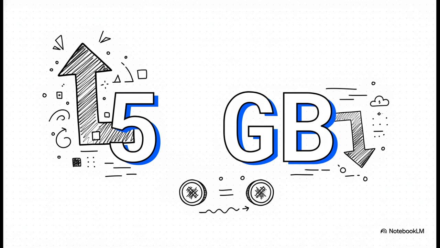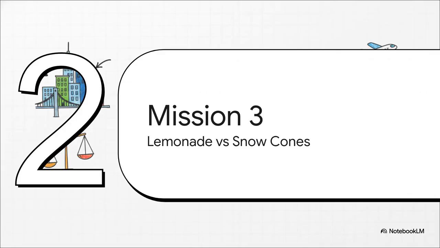If you're a heavy data user, streaming video all day, using way more than 5 gigs, you absolutely want Plan A. But if you barely use data and stay under 5 gigs, Plan B is definitely going to save you money. Okay, let's do one more. Mission 3, lemonade versus snow cones.